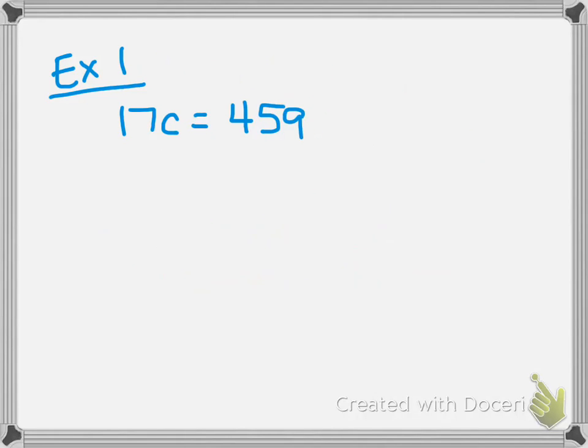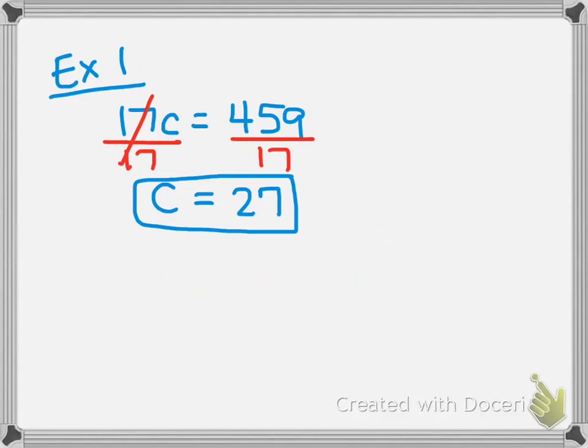So in example 1, you have 17c equals 459. That's a multiplication problem. 17 times what number equals 459? So to solve, you would divide by 17. In this case, you'd always divide by whatever's in front of the variable. So 17 is in front of the variable. 17 divided by 17 is 1. That leaves us with c equals 27, because 459 divided by 17 is 27.